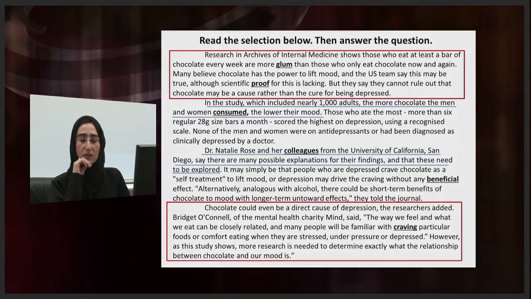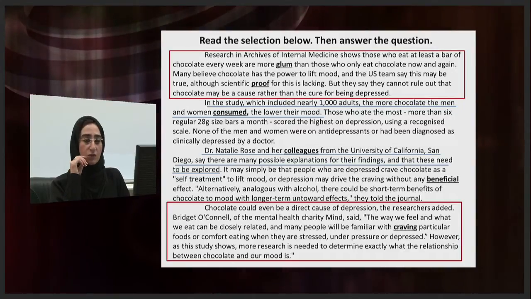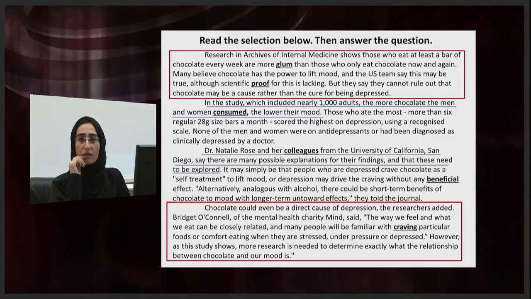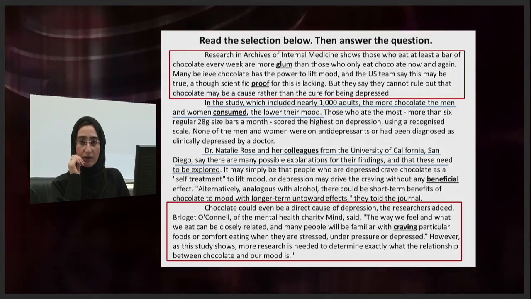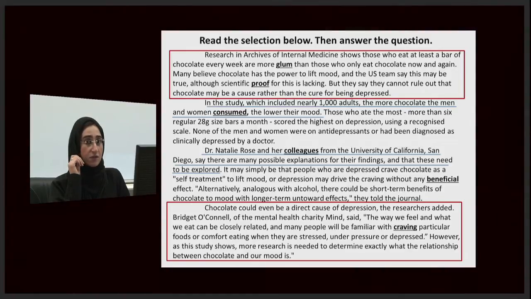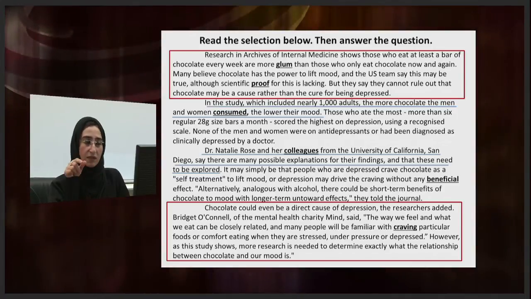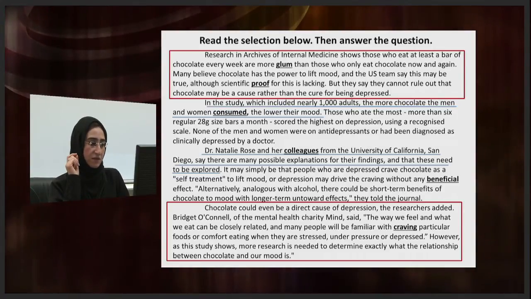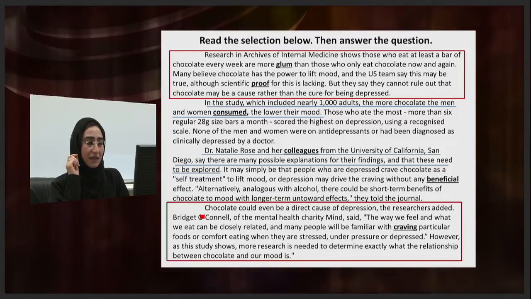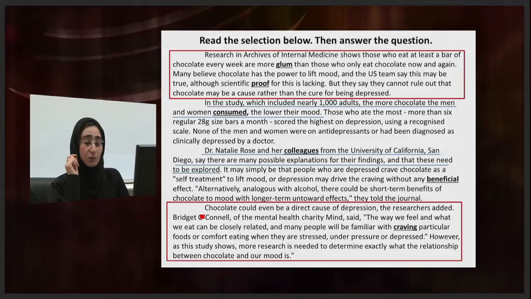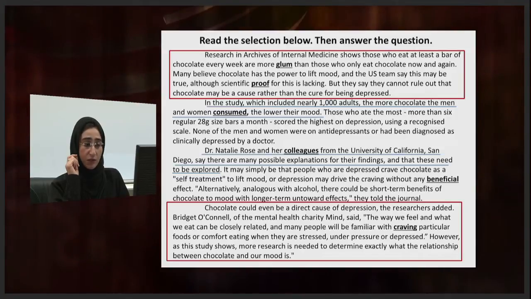But they say they can't rule out that chocolate may be a cause rather than a cure for being depressed. So this one will give us a clue, okay? But we need to be more sure. As I told you before, the conclusion gives us the summary of the reading text. So we will read the first sentence. It says here, chocolate could even be a direct cause of depression.